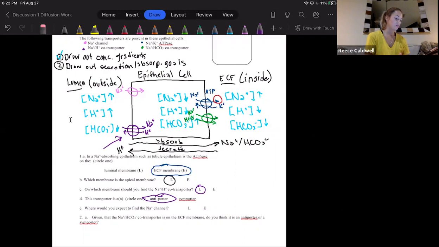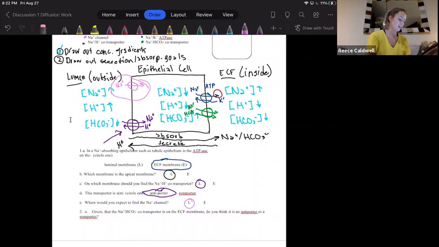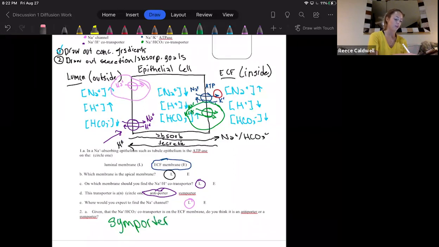Question E is saying, where would you expect to find the sodium channel? We can look back up at our diagram again and see that that sodium channel is going to be on that luminal side. And then our last question says, given that the sodium bicarbonate co-transporter is on the extracellular fluid membrane, do you think it is an antiporter or a symporter? So we can go back up and look at that sodium bicarbonate co-transporter right here. They're moving in the same direction, being absorbed by the body. So that means it is a symporter.